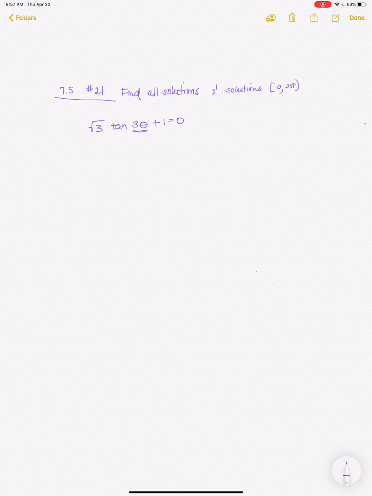So the first thing I'm going to do is isolate my trig function, my tangent of 3 theta. So I'm going to subtract 1 from both sides. So I've got the tangent of 3 theta equals negative 1. Then I'm going to divide by the square root of 3 on both sides. So I've got the tangent of 3 theta equals negative 1 over root 3. And this would be more familiar if I rationalized it and it looked like the square root of 3 over 3, and it's negative.